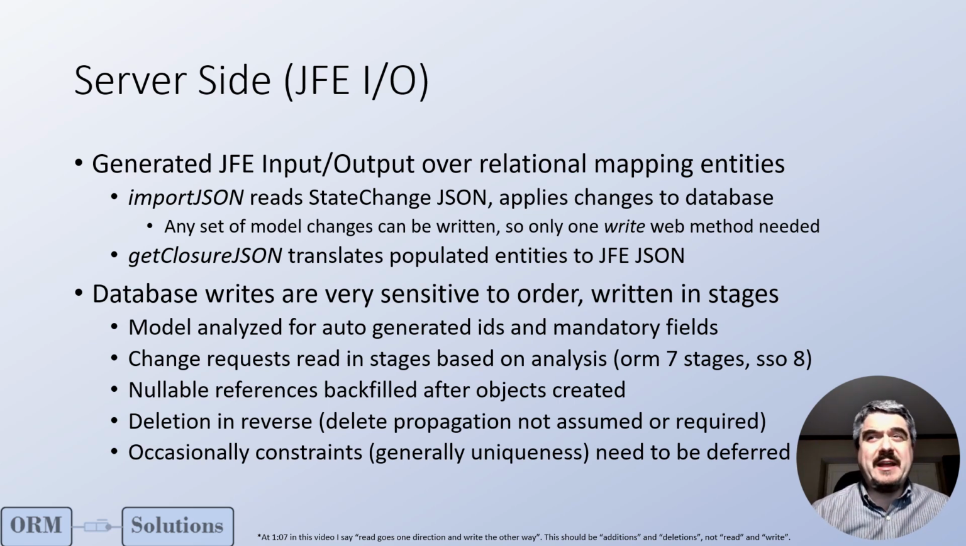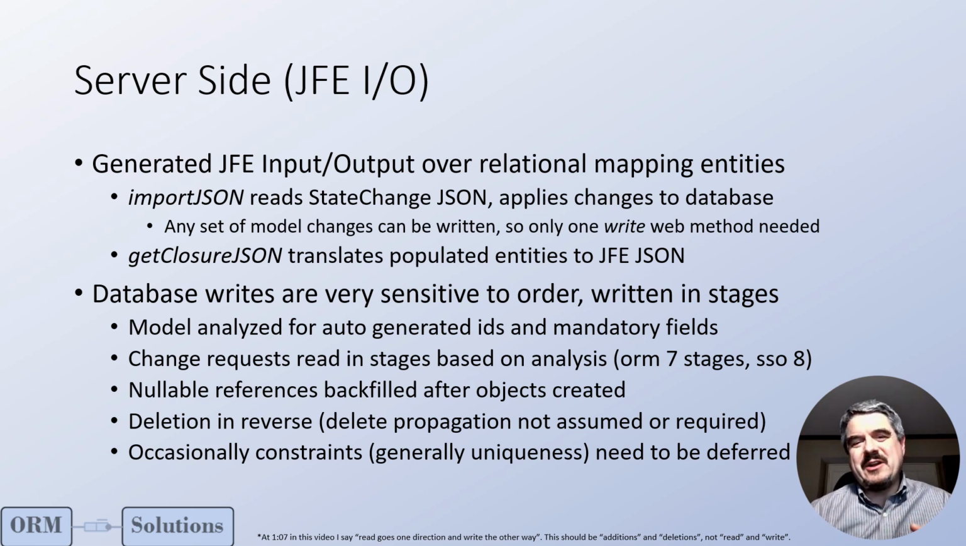The ORM tool, I looked at the code, has 7 stages, so 7 different layers of objects that need to be processed in order. The SSO, MVSE model has 8. And if you don't process them in that order, it doesn't work. So read goes one direction and write goes the other way. So the staging is only used for the mandatory pieces, right? I have to reference this other object. So if I'm going to create the object, I have to have a row that will actually insert into the database.